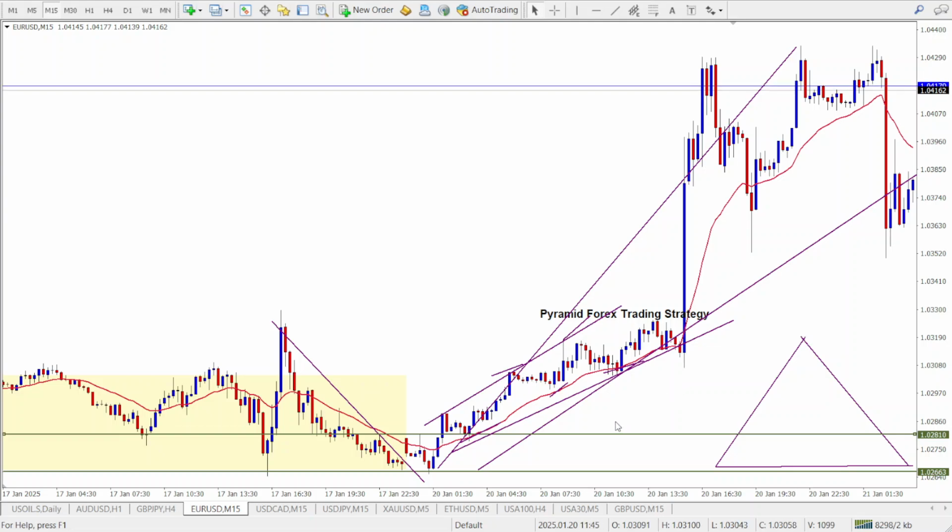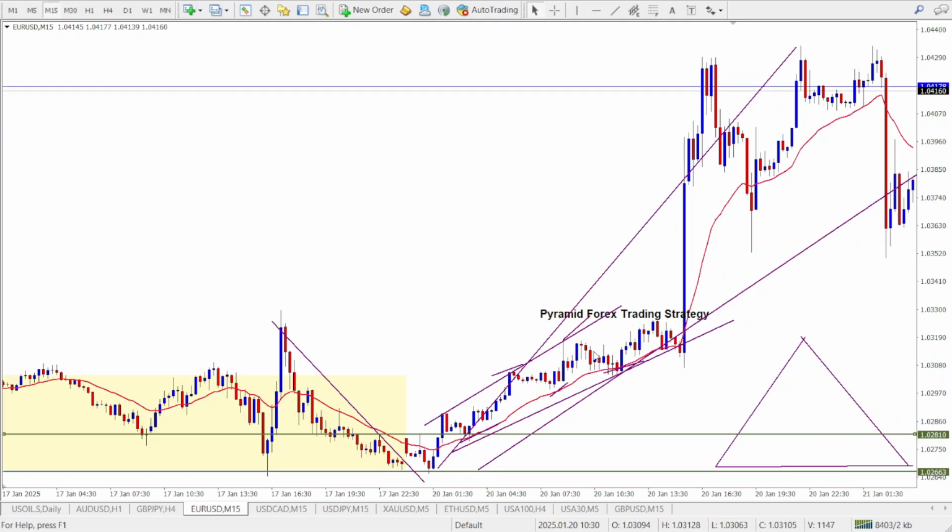So you scale in gradually. As the price moves in your favor, you can add to your position incrementally. For example, if your base position is one lot, your first add-on might be 0.5 lots. Then your next add-on can be 0.3 lots, and so on. The idea is to make each subsequent position smaller than the previous one to manage risk.